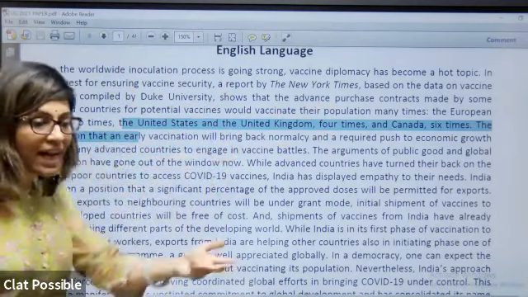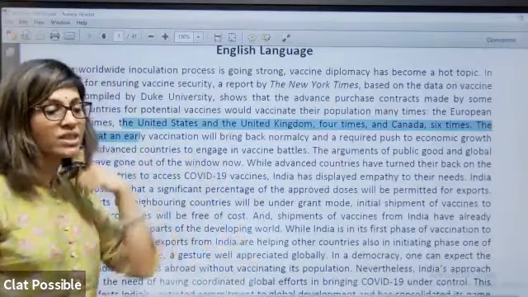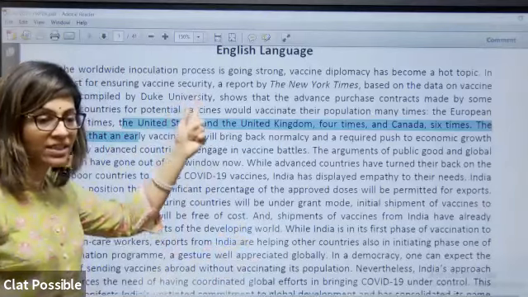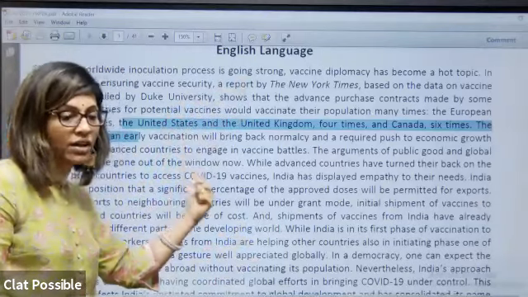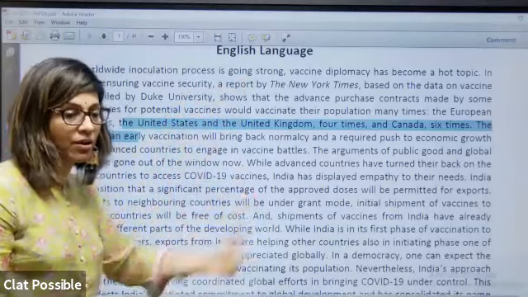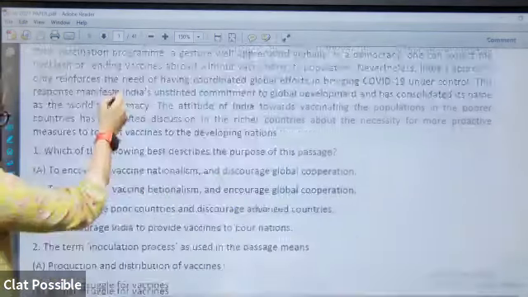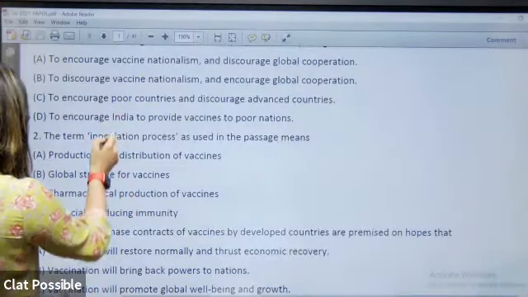So whatever context is established in the question, you just have to go back, look for that context in the passage and read a little before and a little after. You will know why it has been stated. So when we read a little before and a little after, we got the answer.